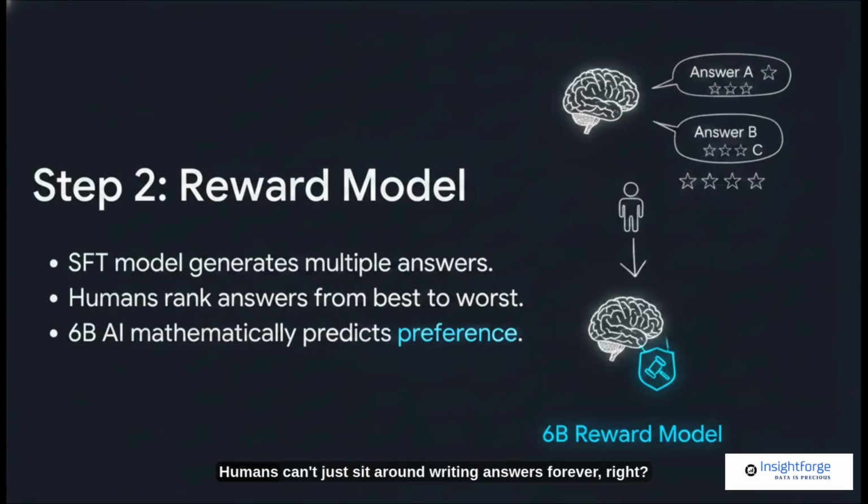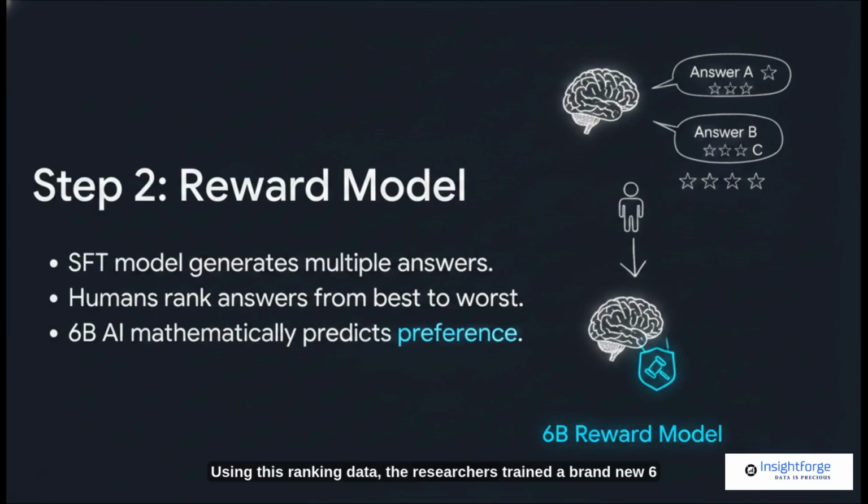But here's the thing, humans can't just sit around writing answers forever, right? It just doesn't scale. So that brings us to the crucial step 2, the reward model, or RM. Here, they take a prompt and have that step 1 model generate several different answers. Then, the humans read those answers and rank them from best to worst. They are tasting the meals.